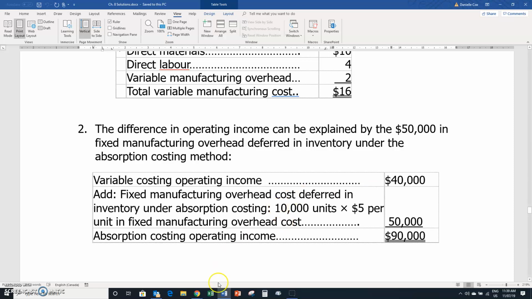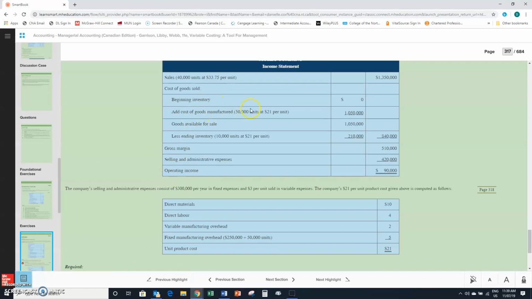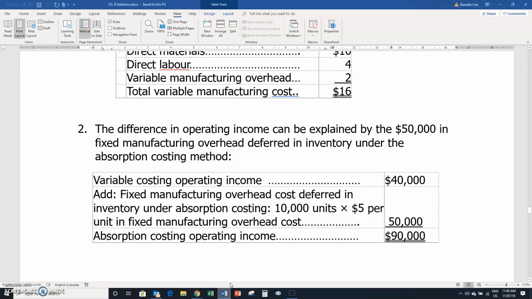So what happened to our inventory? So if we look here, we can see manufactured was 50,000 units, sold was 40,000. So they made 50,000 units that year. 40,000 units were sold. That means there was 10,000 units left in inventory. So here we have our 10,000 units.